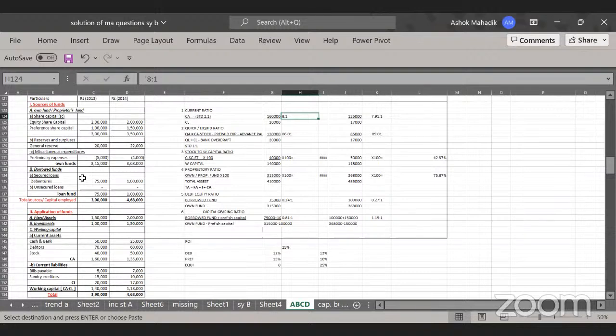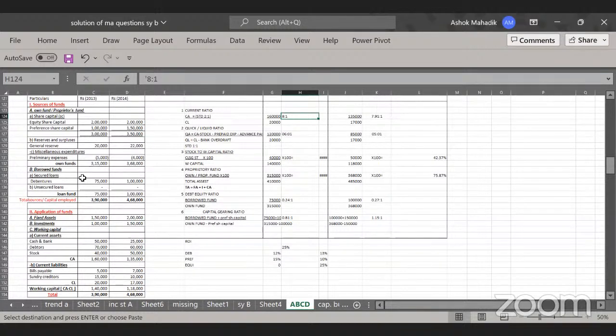Next ratio is quick ratio. Now, how to get quick ratio? Formula is quick assets upon quick liabilities. Now, how to get quick assets? From current assets, remove stock and remove prepaid expenses. You will get quick assets.